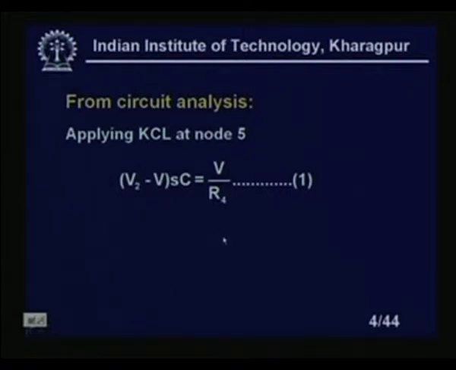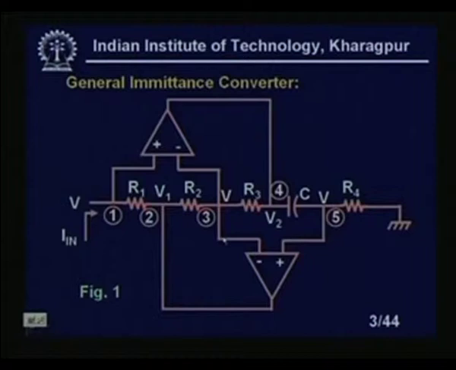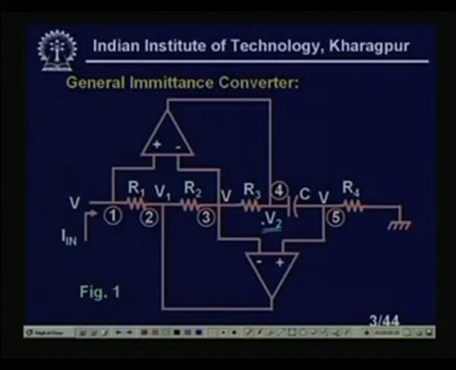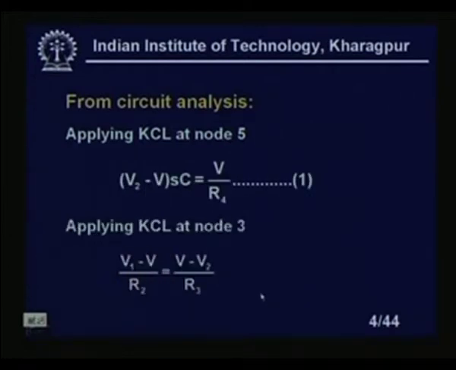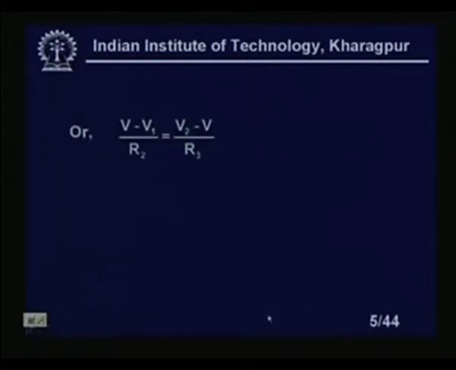Now, let us look at what is... Okay. So, this is our V2, you see here, this is our V2, and this is our V1. Now, I want to apply Kirchhoff's current law in this loop. Let us look at what we will get. Yes. So, applying Kirchhoff's current law also at node 3, we will get (V1 minus V) by R2 equal to (V minus V2) by R3, or (V minus V1) by R2 equal to (V2 minus V) by R3.